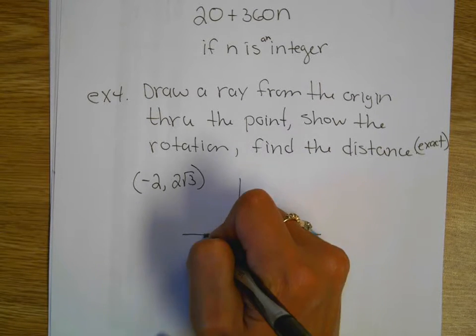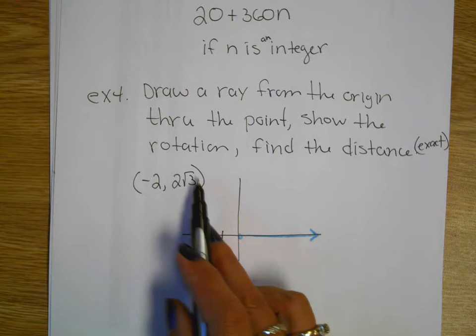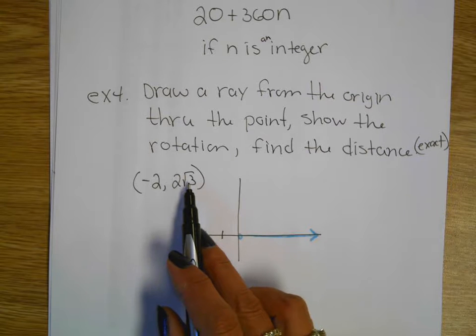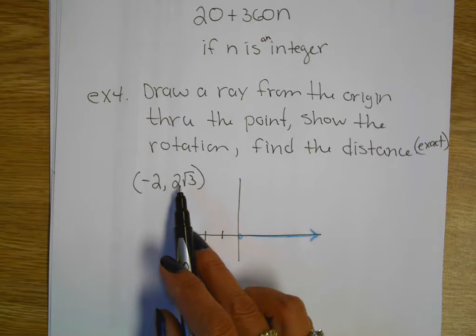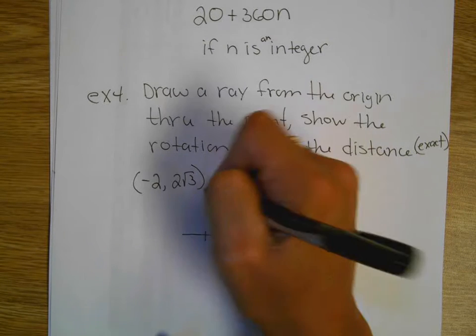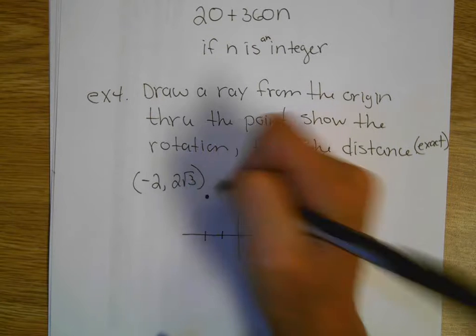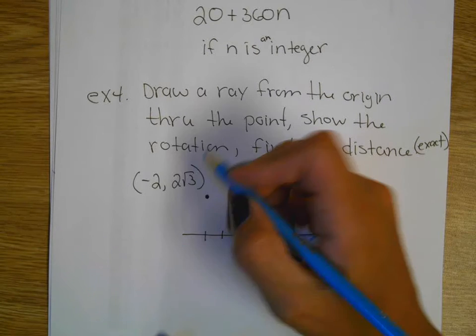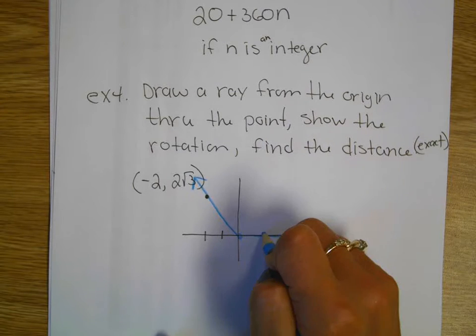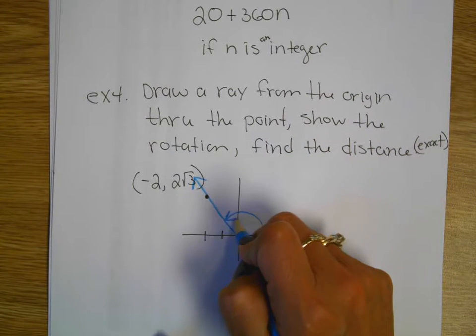Well, it's left 2. And I don't care what this actually equals. If you want to actually see what it equals, you can type it in your calculator, 2 square root of 3, hit enter, and get a decimal for it. I think it's like 5 point something, maybe. All I care about is that it's positive. So I get it in the second quadrant. So our terminal side passes through that point there. There's our angle of rotation.